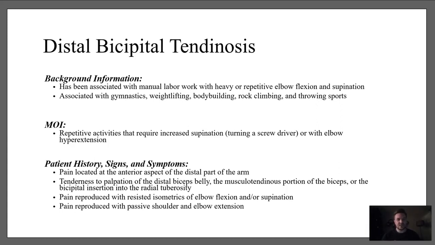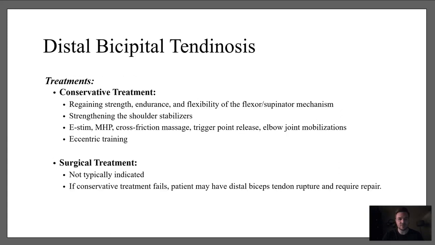Pain is usually located at the anterior aspect of the distal arm, right in the antecubital fossa area. Tenderness on palpation of the distal biceps belly, the musculotendinous portion of the biceps, or the bicipital insertion into the radial tuberosity may all be areas that are tender. And then pain reproduced with resisted isometrics of elbow flexion and/or supination, and pain reproduced with passive shoulder and elbow extension. So again, we think about two-joint muscle passive insufficiency, and that puts the biceps on more stretch, which may cause pain at the insertion site.